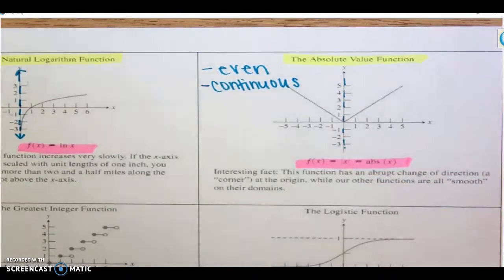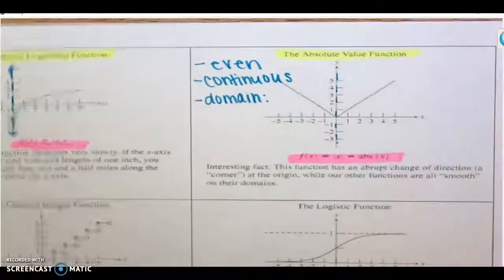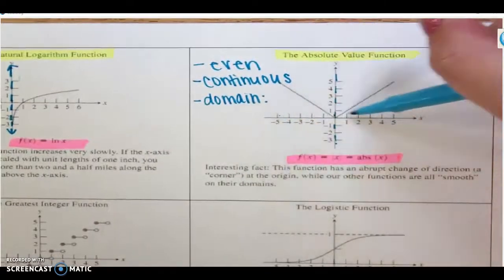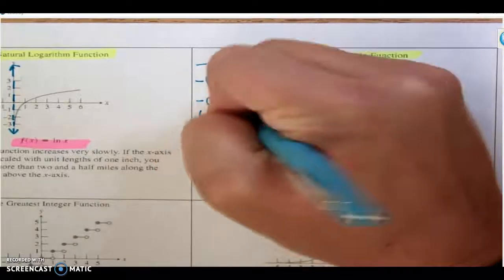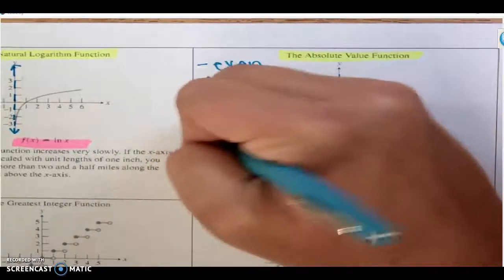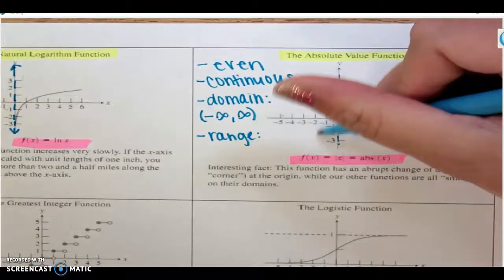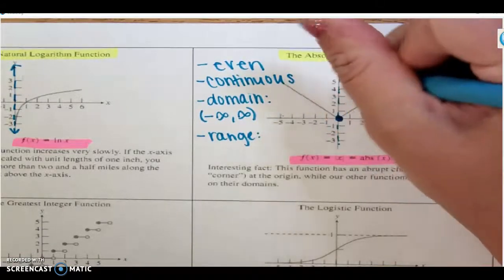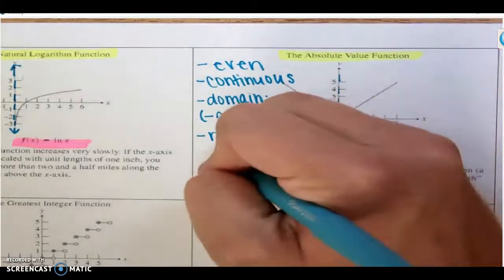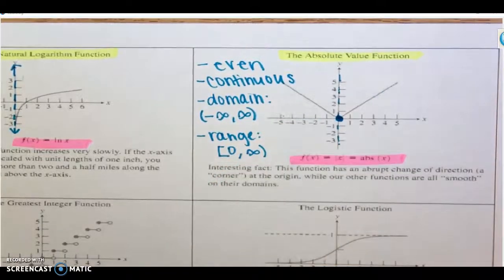Okay, so then for the domain, looking at our x values, it can be any x value here. So from negative infinity to positive infinity. And then for our range here, if you notice there's no negative y values. It can be 0, or anything bigger than 0. So 0 is going to be included, so it's going to get a bracket, so from 0 to infinity.